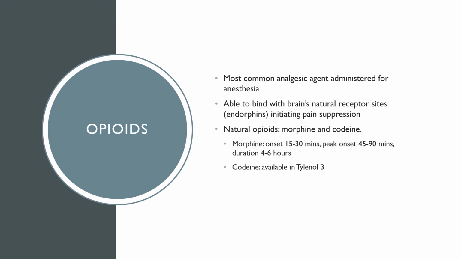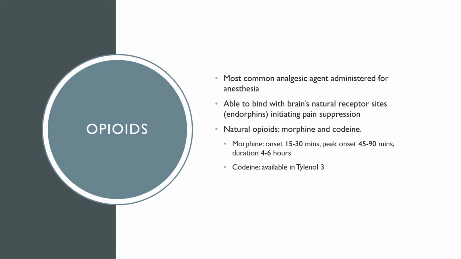All right, so opioids are the most common analgesic agent administered for anesthesia. They are able to bind with the brain's natural receptor sites, which are the endorphins, initiating that pain suppression. So natural opioids are morphine and codeine. Those are our naturals. The morphine's onset is 15 to 30 seconds, with the peak effect in 15 to 30 minutes. And the duration for morphine is about 4 to 6 hours.